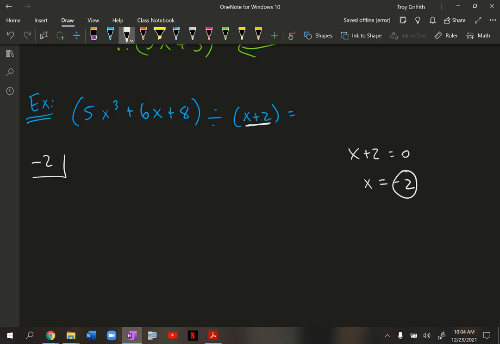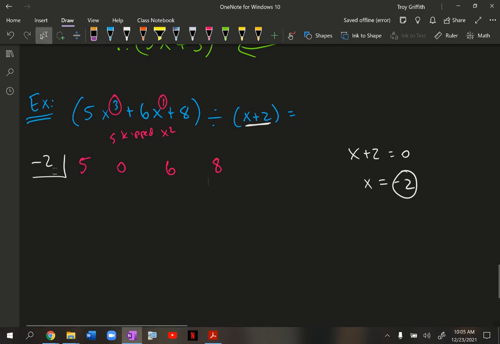Okay. All right. Be super, super, super careful on this one, because what you'll notice is this goes cubed, first power, constant. Okay. What we did here is we skipped x squared, which means we need to put a 0 in as a placeholder. So as I go across the top here, I'm going to put 5. I'm going to put a 0 in for x squared. Then I'm going to put a 6, and I'm going to put an 8.